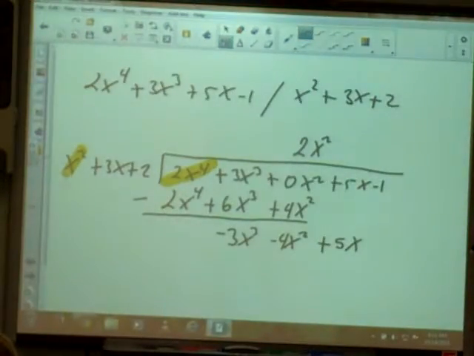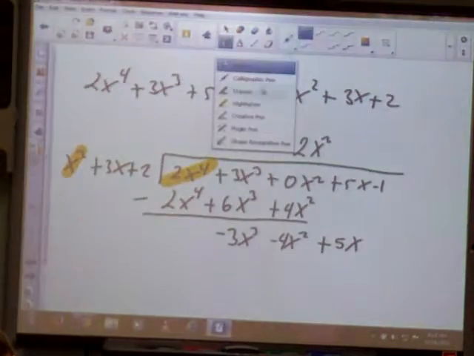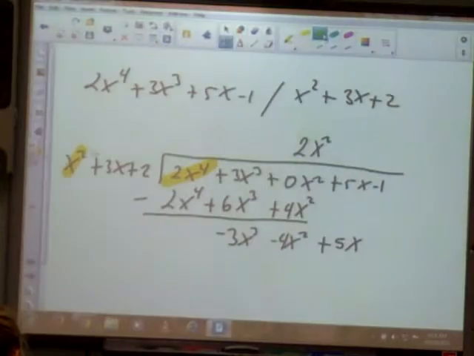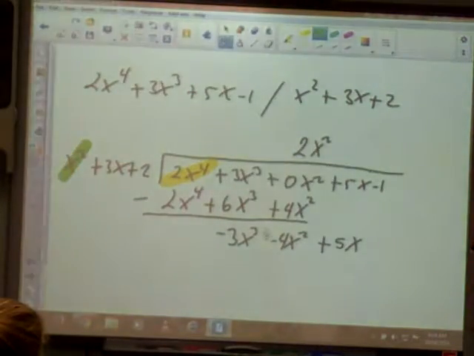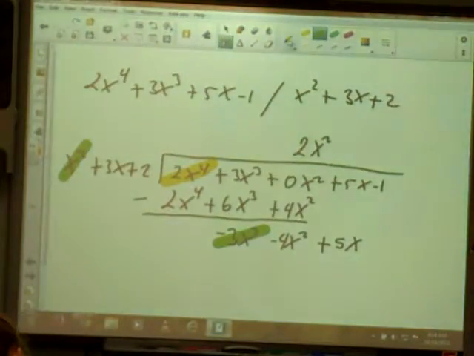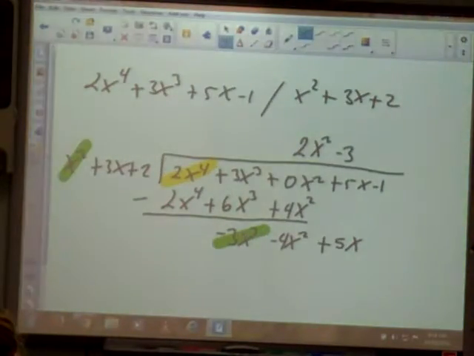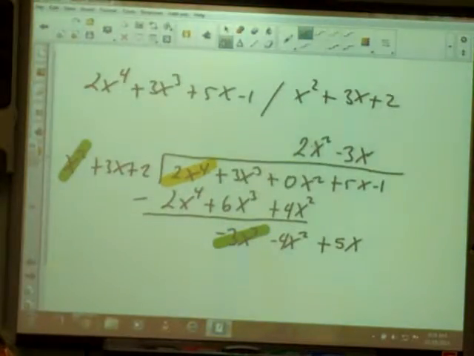Now, we started this thing off by saying x squared times what gets me 2x to the 4th. We're going to do the same thing here. x squared times what would give me negative 3x cubed? Good. You've got to have a negative 3, and then to get from x squared to x cubed, you've got to have an x. Now notice on the top we had an x squared, now we have an x to the 1st, so those are going down.